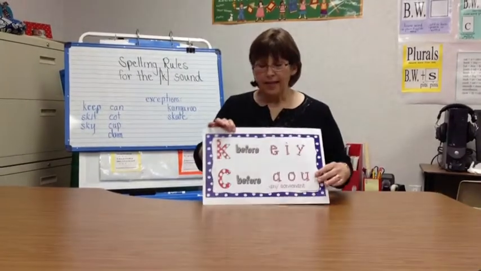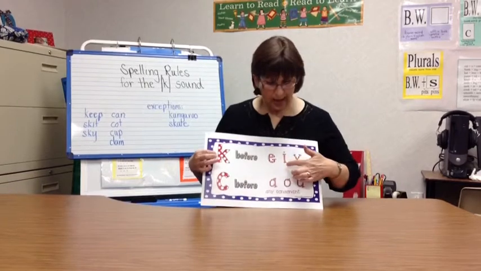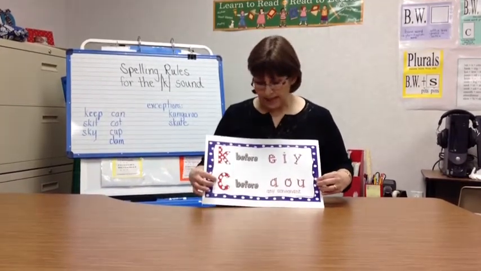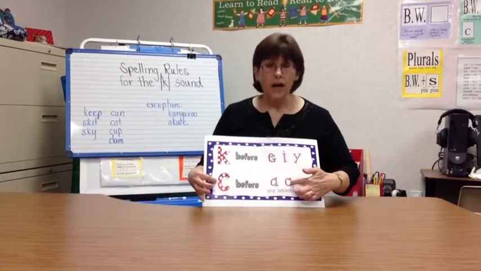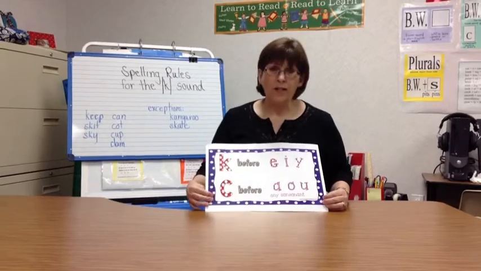Now, you always find exceptions to the rule, and in this case, kangaroo and skate are just a few of those exceptions. But by and large, understanding that the sound of k is spelled with a K before E, I, or Y, and the sound of k is spelled with a C before A, O, U, or any consonant will help your students be more successful with spelling.